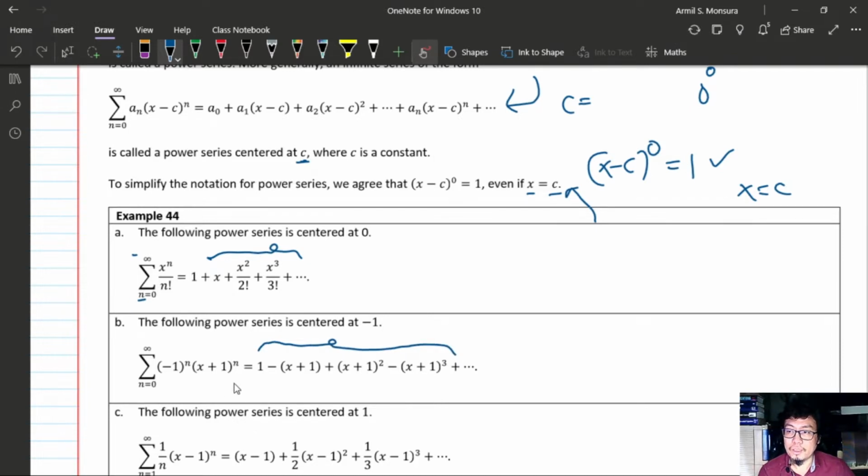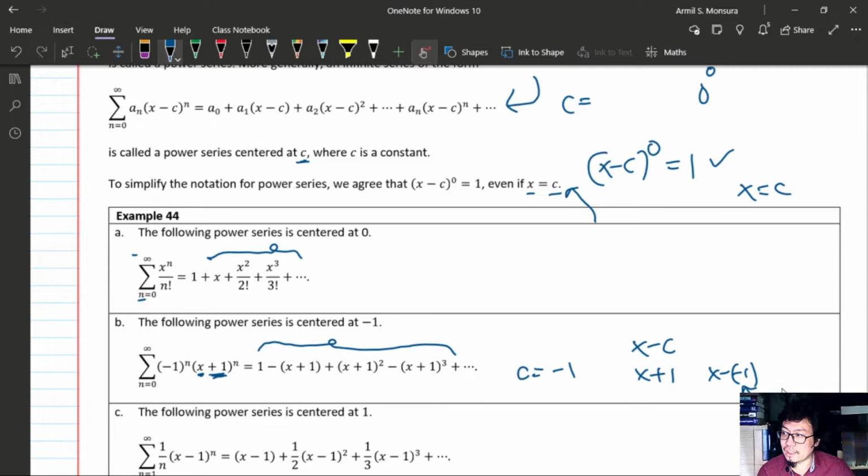And remember that since your x has a term added to it, it means that the center of this is at negative 1. Remember that the general form is x minus c. So if that becomes x plus 1, that means x minus negative 1.